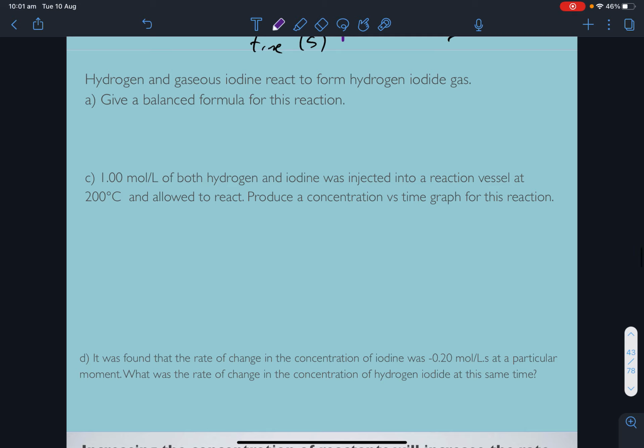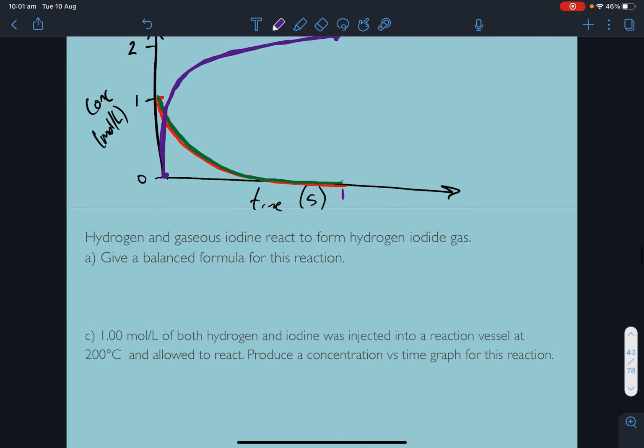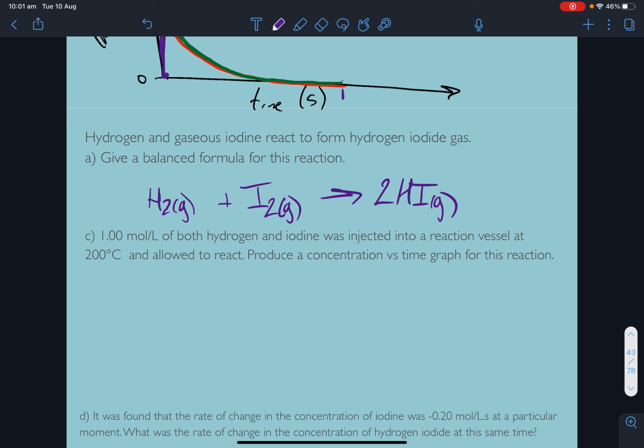So we've got a part C. I've just kept the part A there to bring my information down. I'll copy this information down to hydrogen iodide gas. So C: 1 mole of both hydrogen and iodine injected at 200 degrees, and allowed to react.